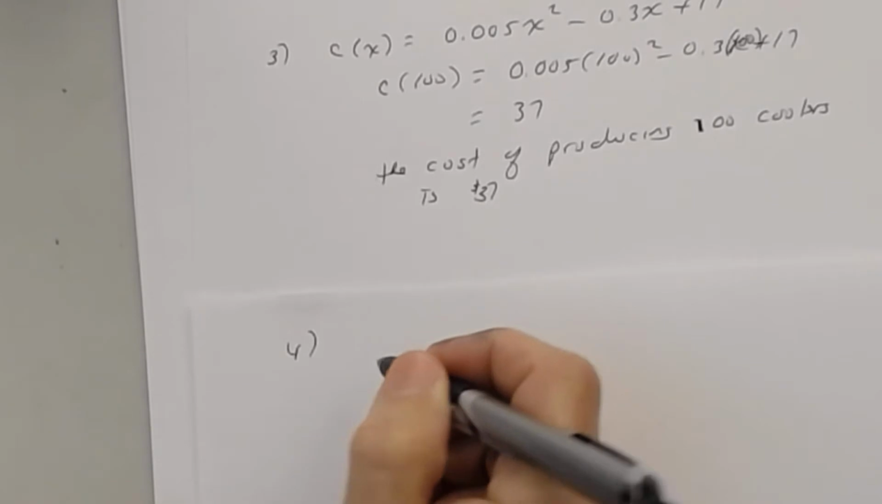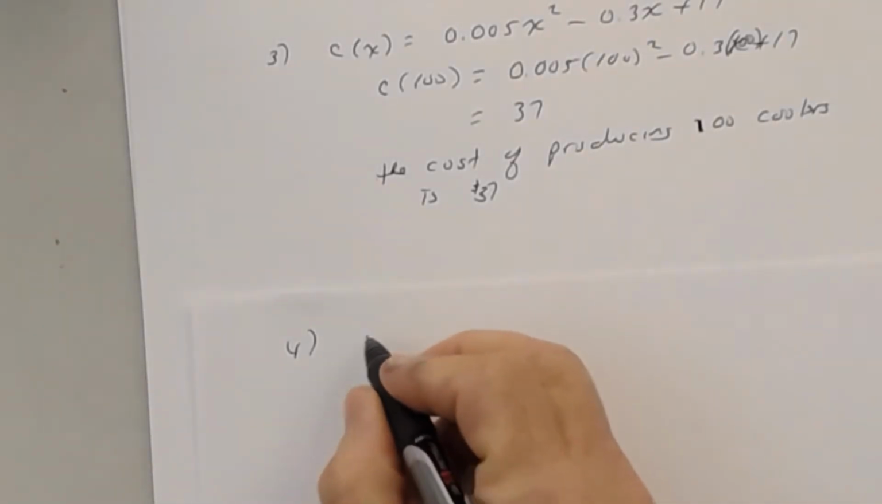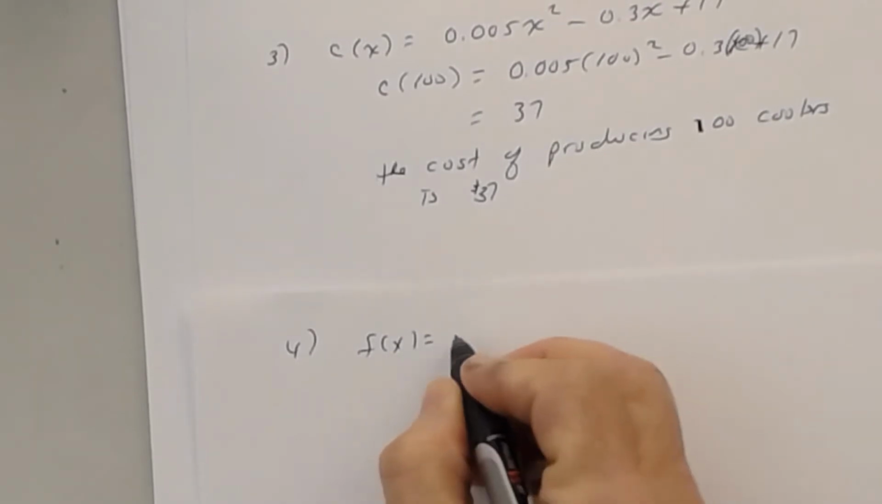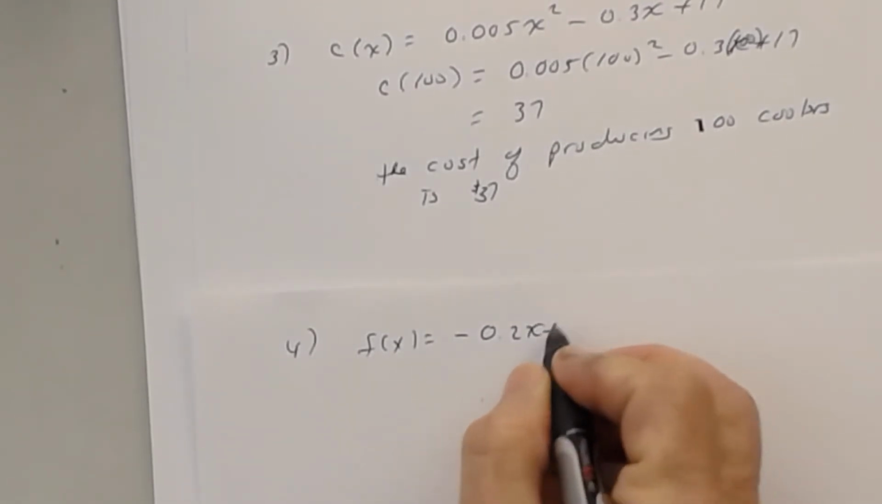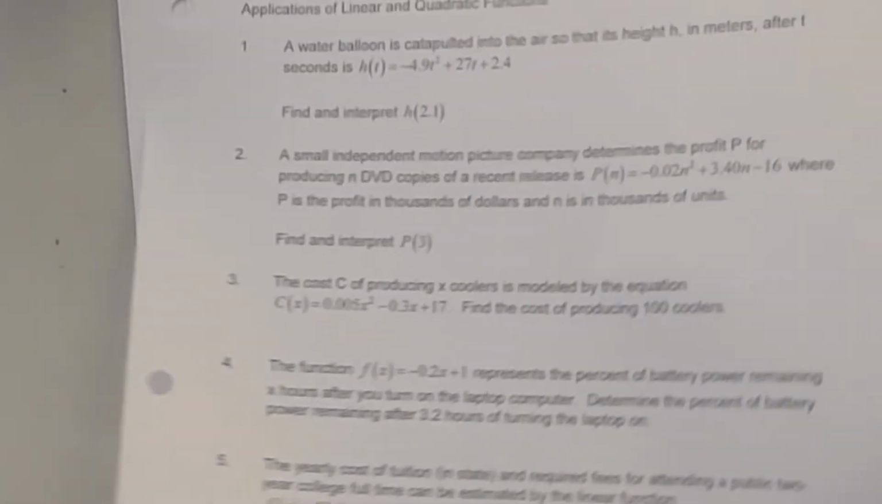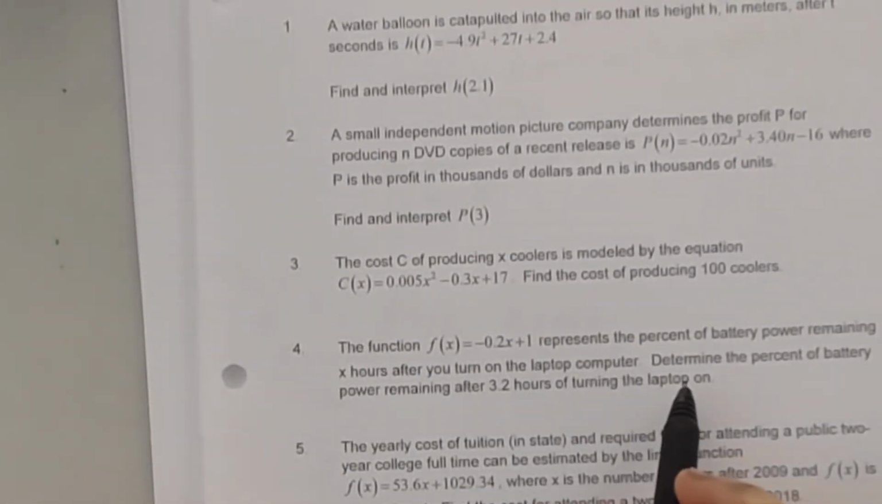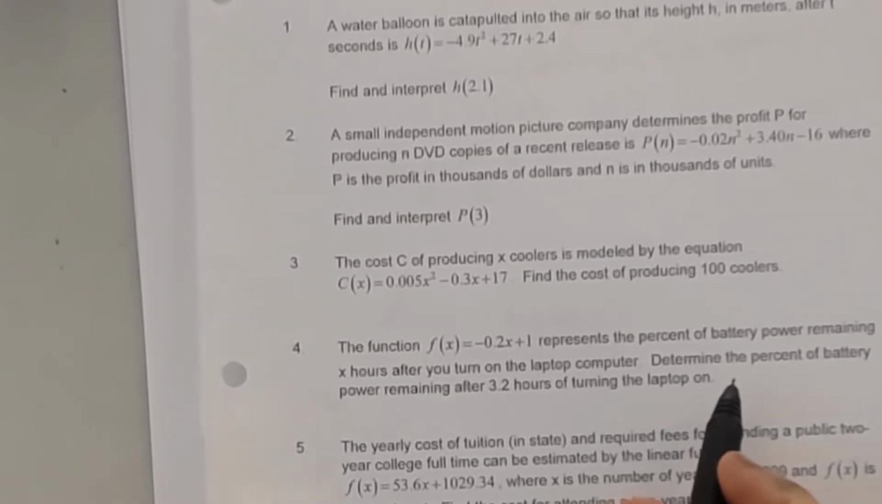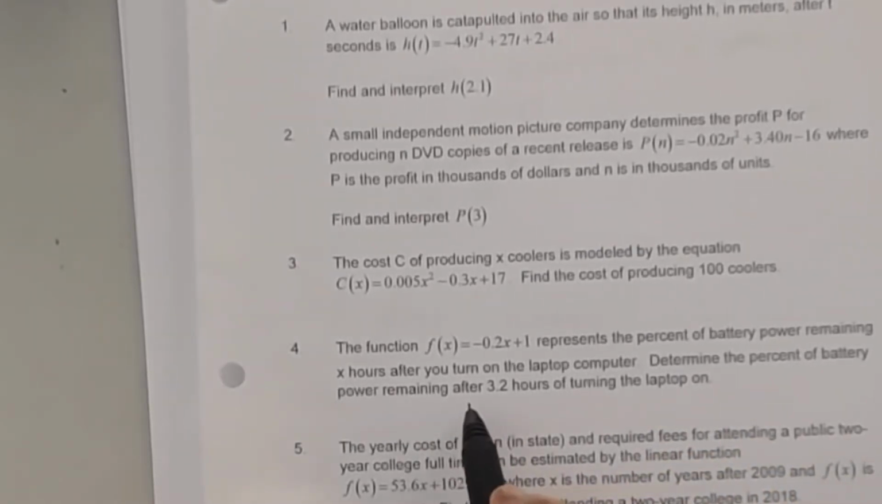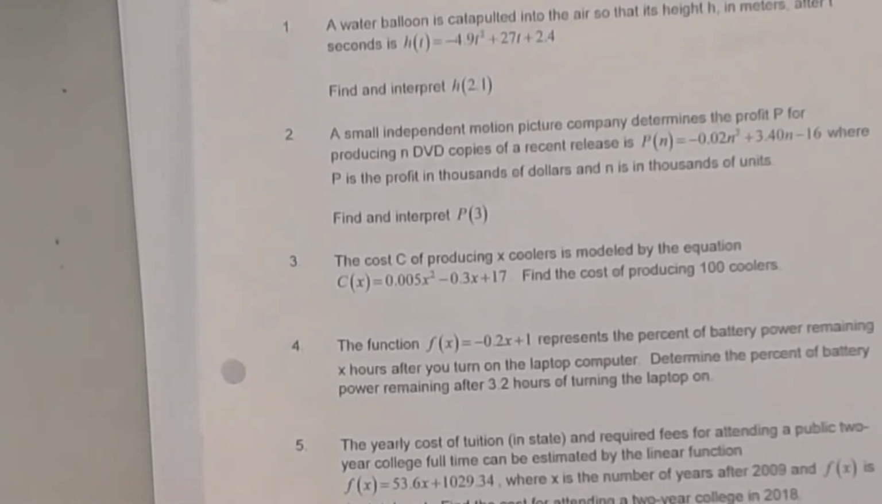All right, number 4. So let's look at this function. The function f of x, which equals negative 0.2x plus 1, represents the percent of battery power remaining x hours after you turn on the laptop computer. Determine the percent of battery power remaining after 3.2 hours of turning the laptop on.